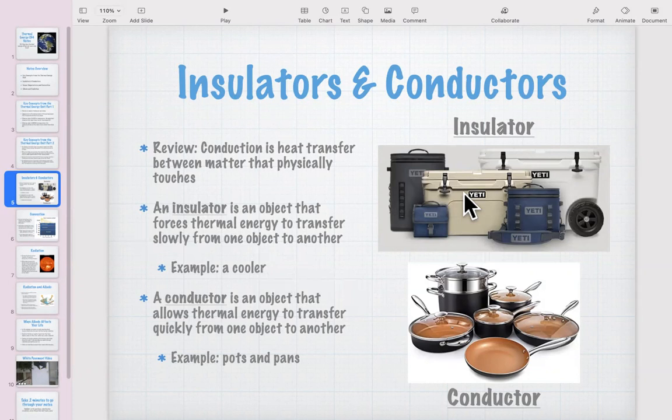And what that'll do is keep everything in there as, I'm going to say the bad word, cold, or as low of a temperature as possible, because we've insulated that thermal energy from other thermal energy. And then a conductor is an object that allows thermal energy to transfer quickly from one object to another. For example, pots and pans. If you've ever cooked anything on the stove before, your pan will heat up rather quickly. And that's a good thing. You don't want to be cooking all day. If you used an insulator, the energy from the stove would slowly transfer through to the pan, and then slowly transfer to your eggs or your pasta or whatever you're cooking. So conductors are a quick transfer of energy, and an insulator is a slow transfer of energy.